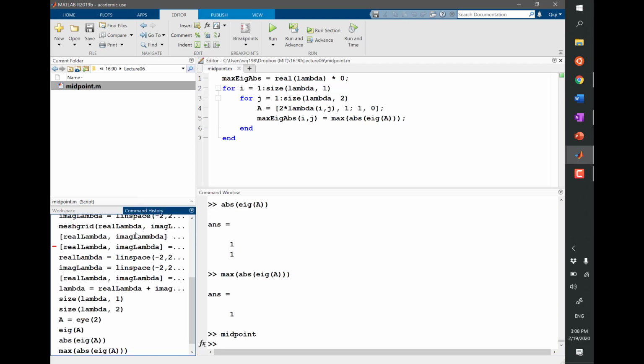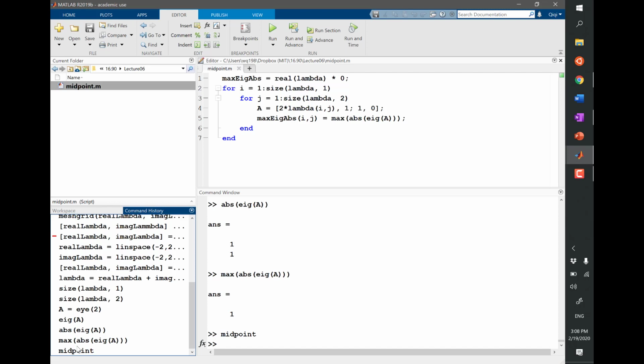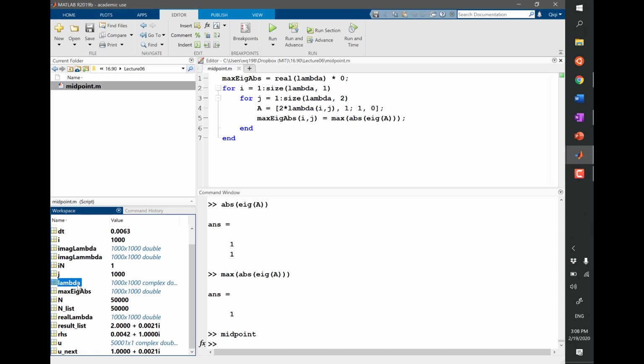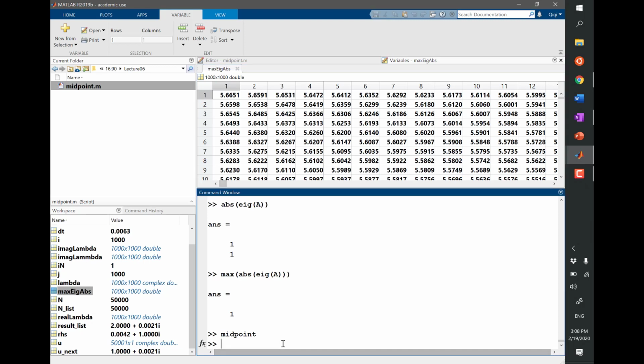Now where is it? In my workspace, I have max_eig_abs, right? I have the magnitude. So you can see clearly, if I have 5 point something, it's unstable. If I have something less than or equal to 1, then it's stable. So how do we figure this out? Let's plot it as a surface.